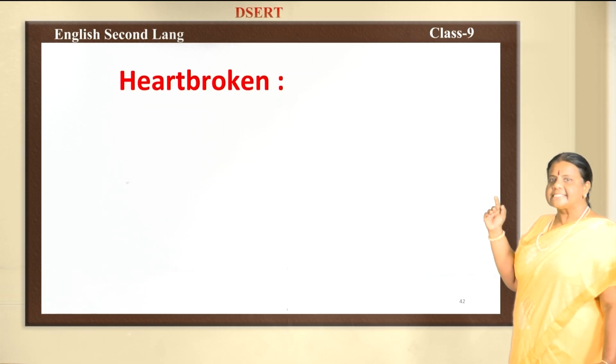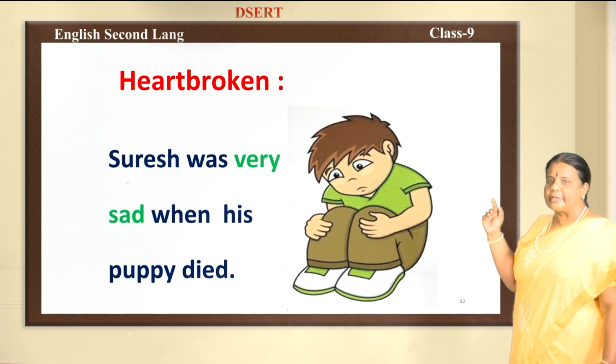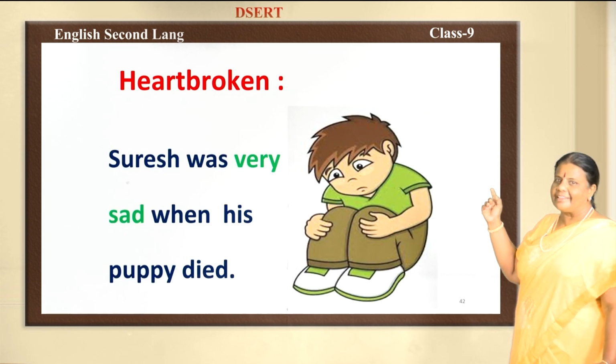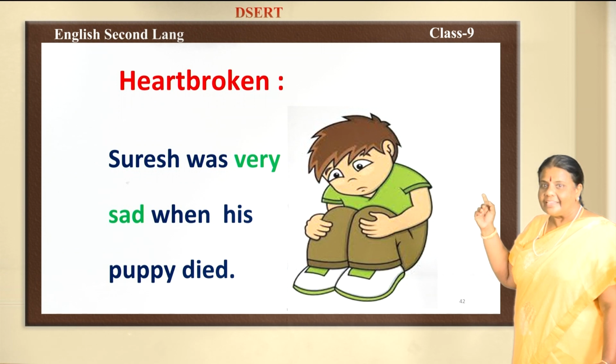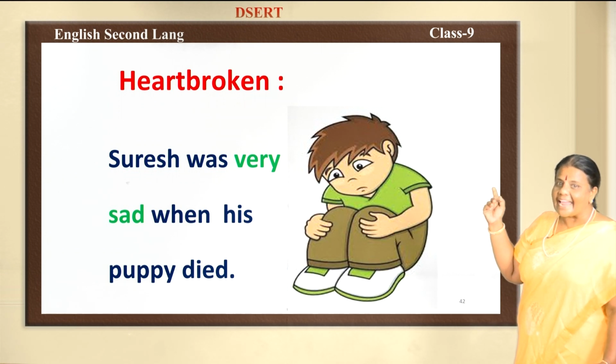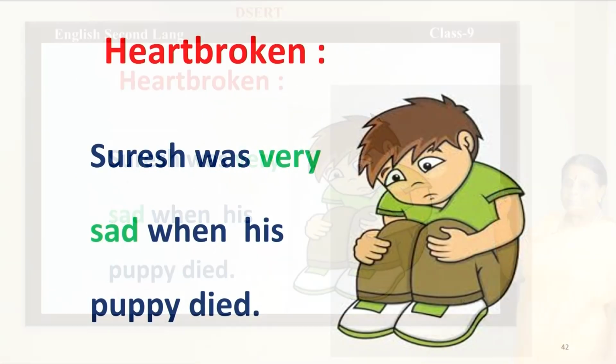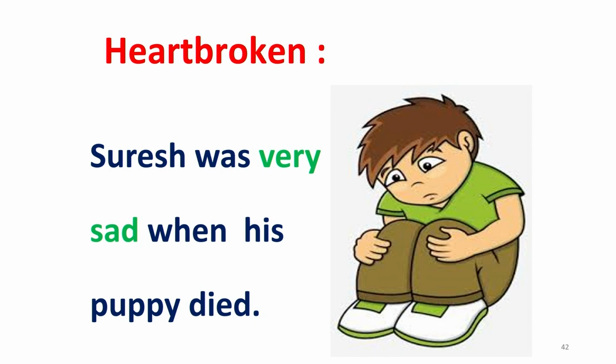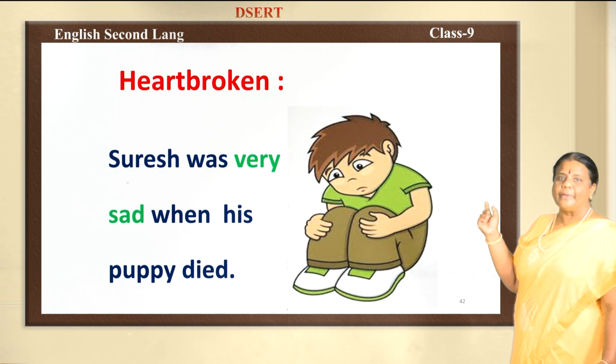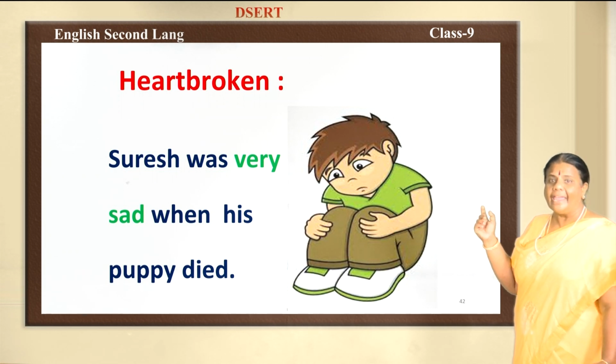Yes, the next word is heartbroken. Look at the picture, children. How is Suresh? Yes, Suresh is very sad. Why is he sad, children? Because his puppy had died. So, the meaning of the word heartbroken is very sad. Suresh was very sad when his puppy died.